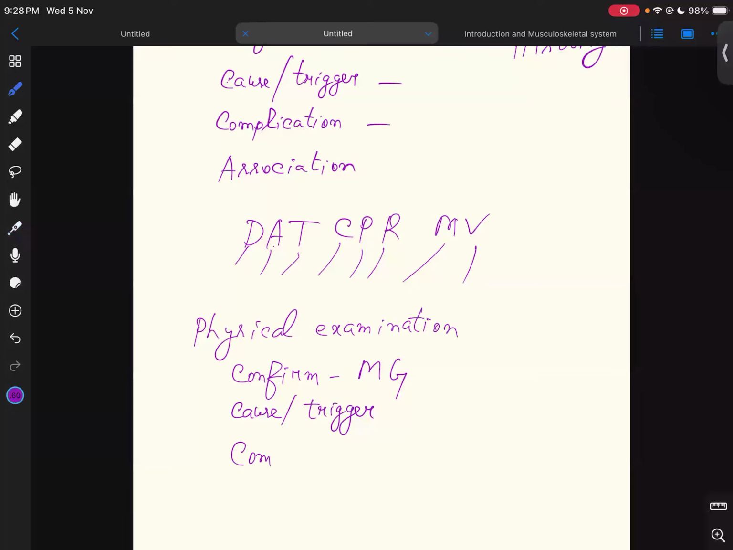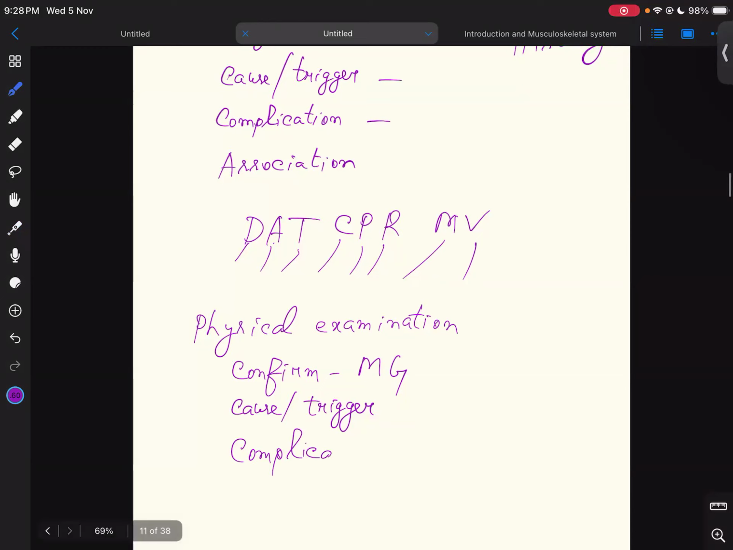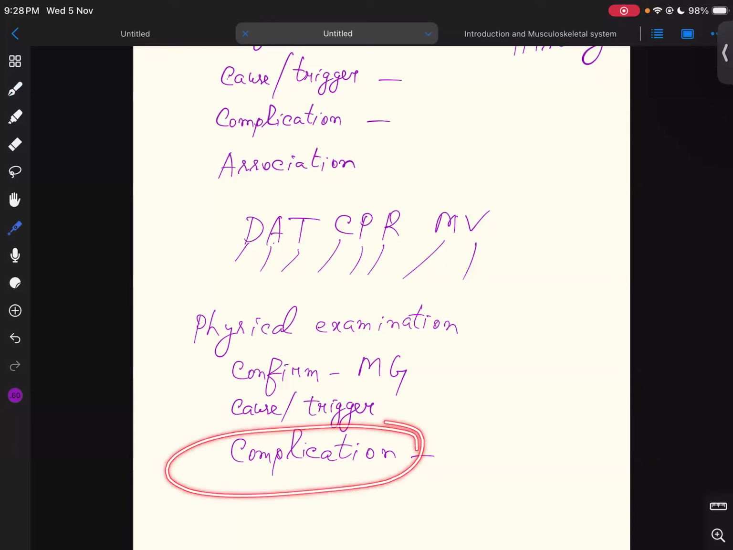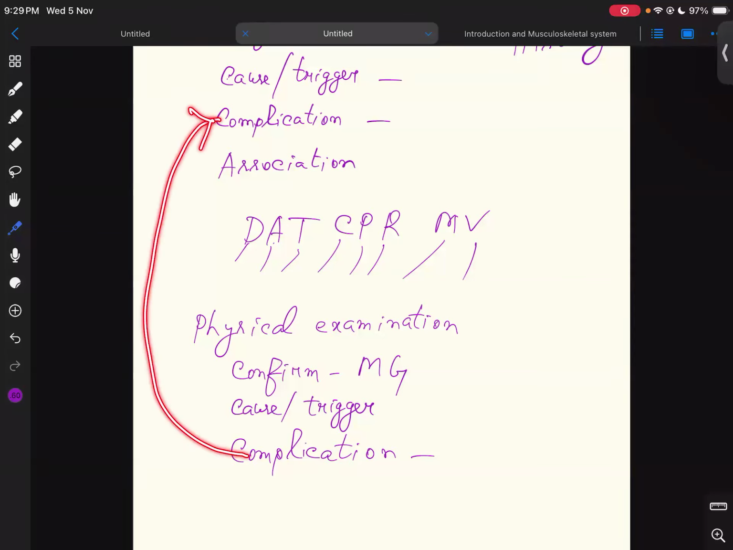Let's come to the complication. What is the complication of myasthenia gravis? The complication is breathing failure and aspiration pneumonia due to swallowing difficulty. So during physical examination, we have to rule out the complication. How to do it? We have to measure bedside forced vital capacity. And also, we have to auscultate the lung, excluding any aspiration pneumonia. In this way, we are ruling out the complication.